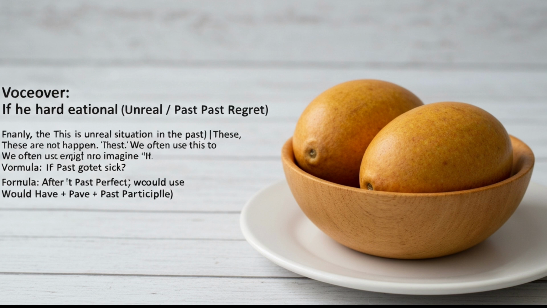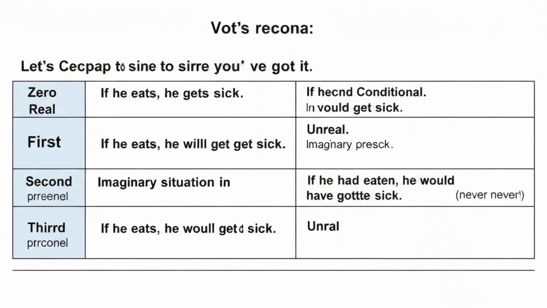Let's recap to make sure you've got it. Zero conditional, if he eats, he gets sick. Real, always true in the present. First conditional, if he eats, he will get sick. Real, a likely possibility in the future. Second conditional, if he ate, he would get sick. Unreal, imaginary situation in the present. Third conditional, if he had eaten, he would have gotten sick. Unreal, imaginary situation in the past. It never happened. Mastering these four forms will make your English much more precise and expressive.